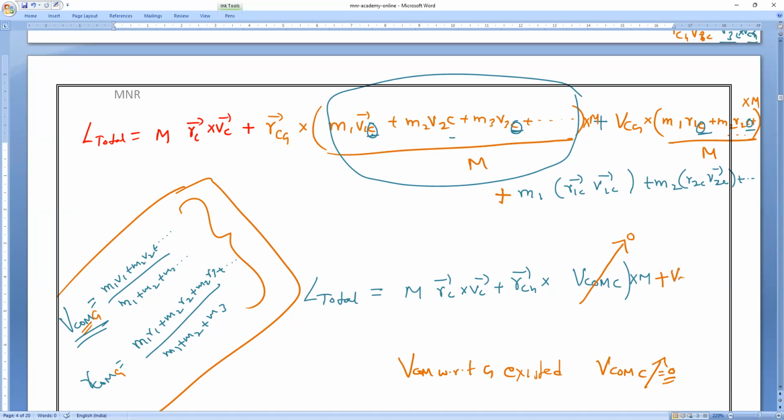Same way, this one: VCG into this whole thing except M. This whole thing will become RCOM with respect to COM into capital M. RCOM with respect to ground exists, but RCOM with respect to center of mass does not exist. So this whole thing will become 0. Plus this everything you write as usual: M1 into R1C V1C plus M2 into R2C V2C and so on. So both these terms will become 0.